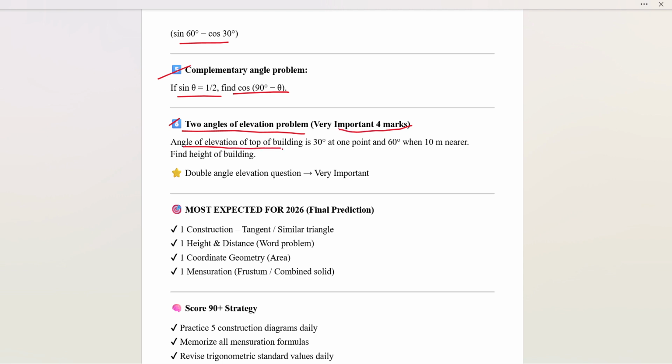The angle of elevation of the top of a building is 30 degrees at one point and 60 degrees when moving 10 meter nearer. Find the height of the building. It is a double angle of elevation question, very important, and they ask it in your board exam for 4 marks. Prepare that question and the concept according to it. Move to the next.